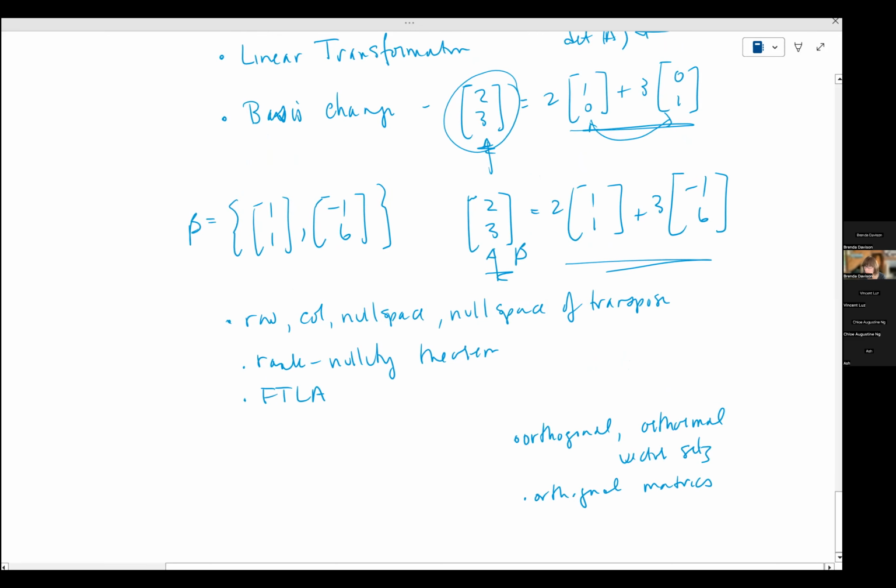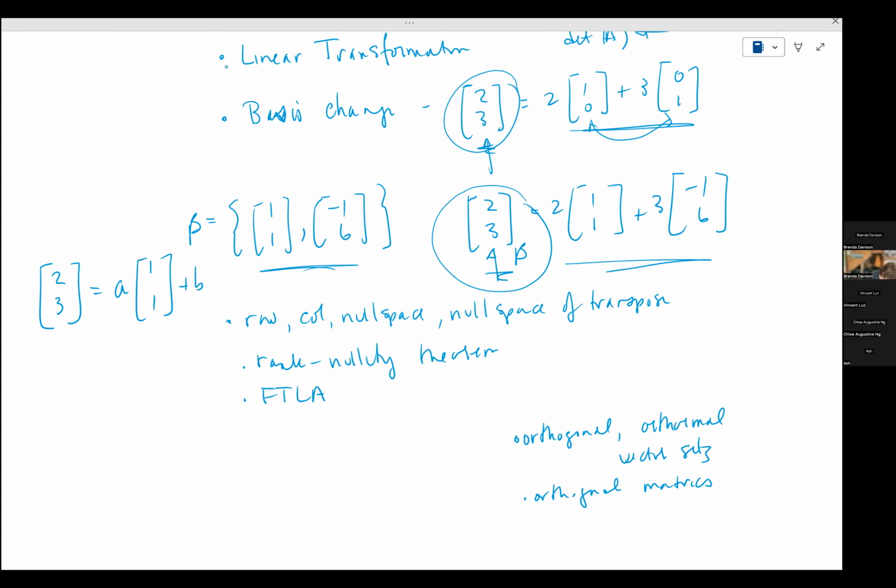Sorry, I just see a question popping up in the direct message. Somebody's asking, does this mean I can get 2, 3 from a combination of these two guys? Yes, it does. It's not 2 and 3 of them though. If you wanted 2, 3 to be a linear combination of these, it would be some amount of 1, 1 plus some amount of minus 1, 6. Then you've got 2 equations and 2 unknowns, and you can figure out what those are.